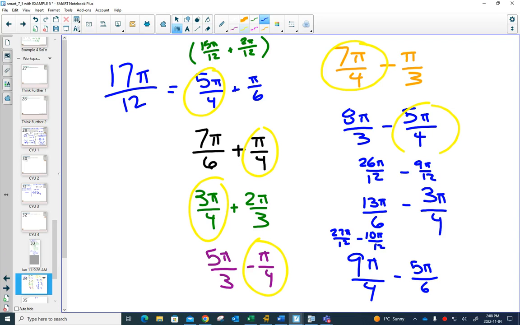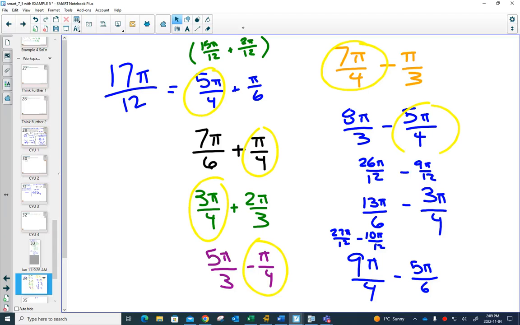So if you start with any pi over 4 family, you will always get the other one, which makes these a lot easier. Some people start with 3 pi over 12. I'd have to add 14 pi over 12 to get it. That reduces to 7 pi over 6. Perfect. Other people go, I want to start with one that's close to 17. So if I start with 5 pi over 4, which is 15 pi over 12, that's really close. I would just have to then add 2 pi over 12. That reduces to pi over 6.